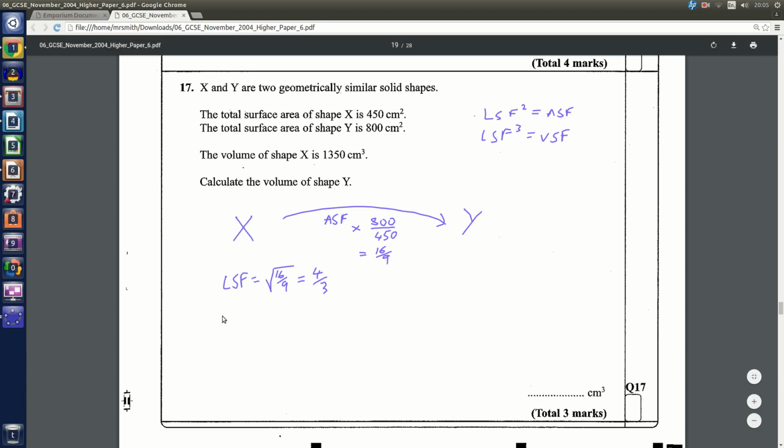Now, if my linear scale factor is 4/3, my volume scale factor is going to be the cube of that, and 4/3 cubed gives me 216 over 27. I can now work out the new volume. The volume of shape X is 1350, so what I'm going to have to do is 1350 multiplied by 216 over 27.